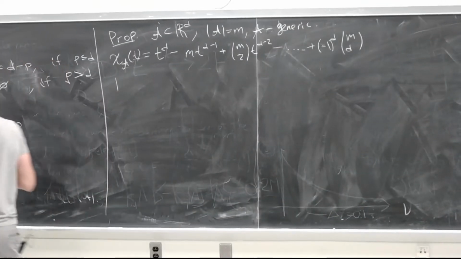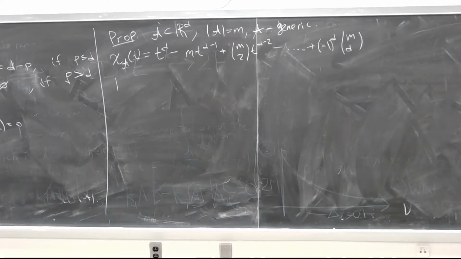So what's the example here? D is equal to 2 and M is equal to 4. So what do I get? Maybe somebody can tell me.